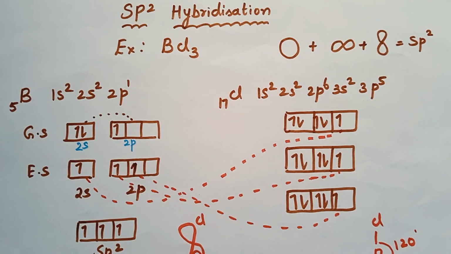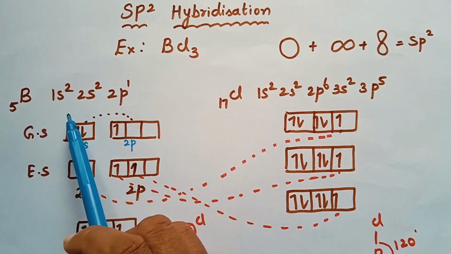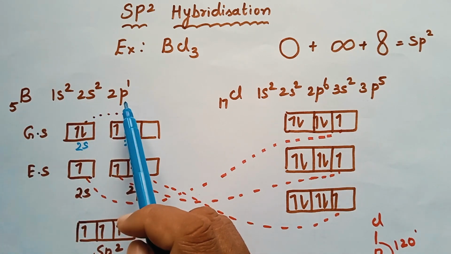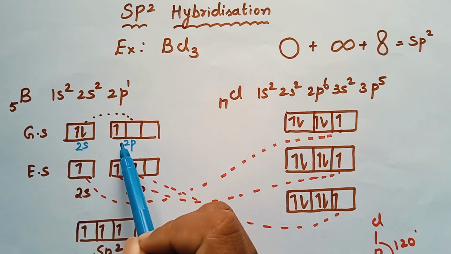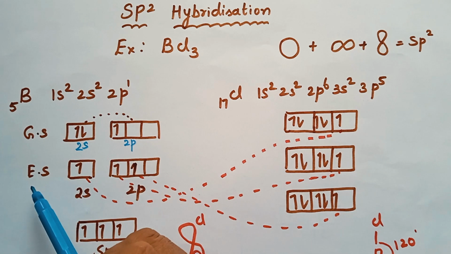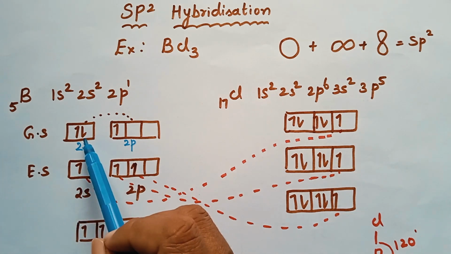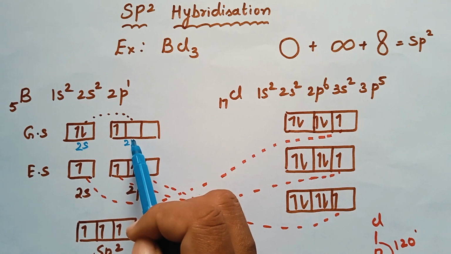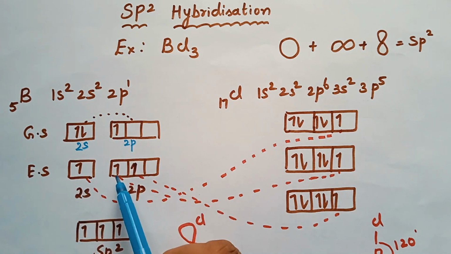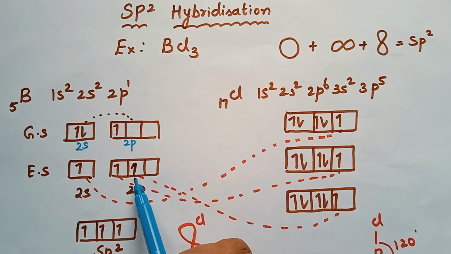Next we will see sp2 hybridization. Example for sp2 hybridization is BCl3. In boron, atomic number is 5, so 1s2, 2s2 and 2p1. In ground state, there will be 2 electrons in 2s orbital and 1 electron in 2p orbital. In excited state, 1 electron from s orbital will jump to 2p orbital. So there will be 3 half-filled orbitals.